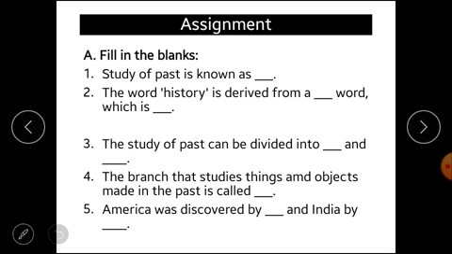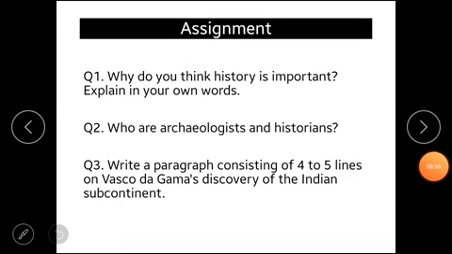Now your assignments. There are some blanks, you have to fill them up and write them in your previous SST notebooks if you don't have a new one. And there are 3 questions that you have to attempt. Why do you think history is important? You have to write it in your own words. Second, who are archaeologists and historians? Easy. You have to write a paragraph consisting of only 4 to 5 lines, not more than that, on Vasco da Gama's discovery of the Indian subcontinent. How he reached the Indian subcontinent and what route did he use, etc.